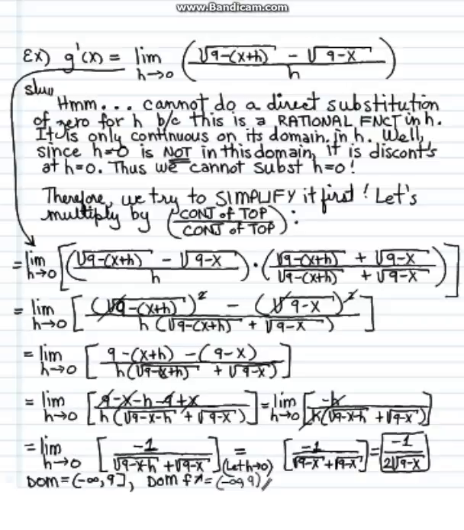The domain of the original function g includes the 9. The domain of the derivative function excludes the 9, because it would give us a 0 denominator. And we are finished.